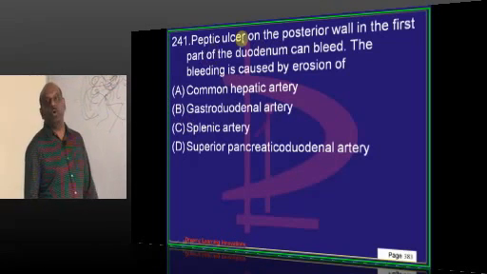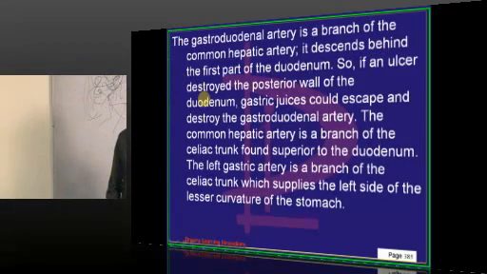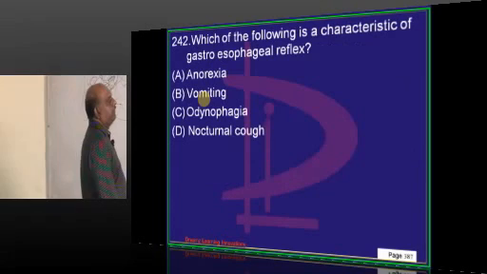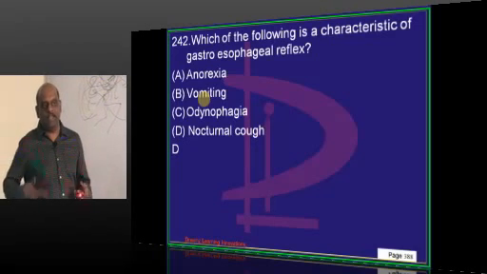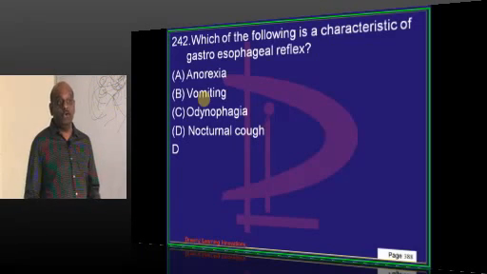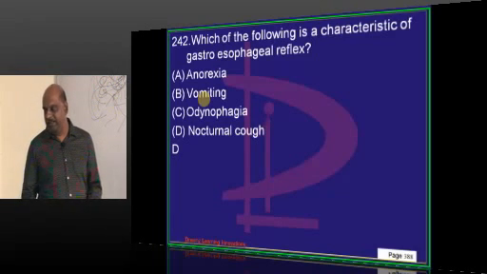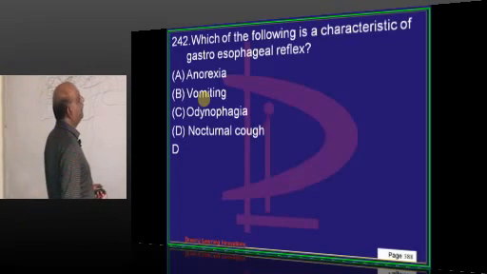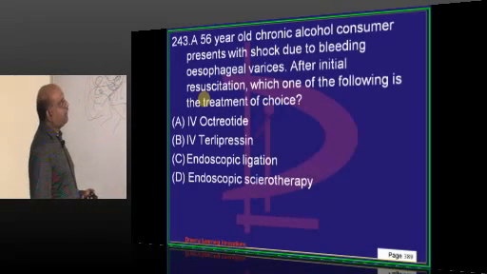The peptic ulcer in the posterior wall in the first part of the duodenum can bleed. The source is the gastroduodenal artery, which is a branch of the common hepatic artery, is what you need to remember. Now, for gastroesophageal reflux, how do they present? Whenever reflux is there, that leads to nocturnal cough. That's the reason, don't say every cough is a pure cough. Especially at night time, if too much dry, irritative cough is there, then you should think of the possibility of gastroesophageal reflux.